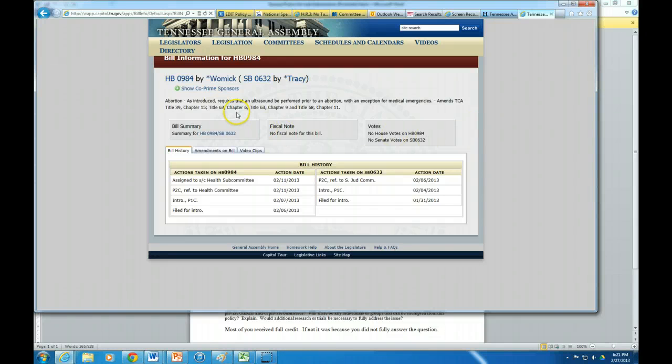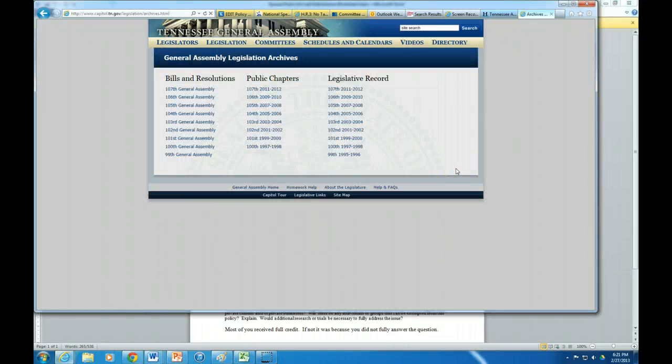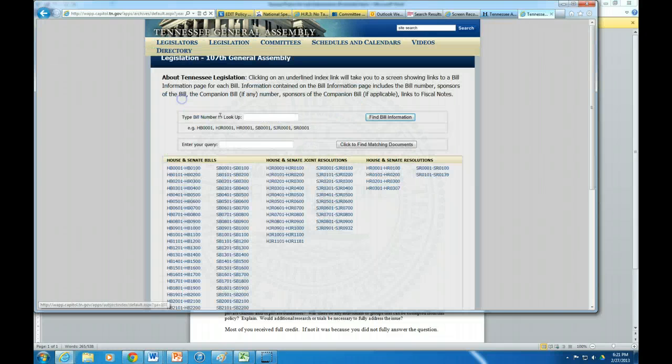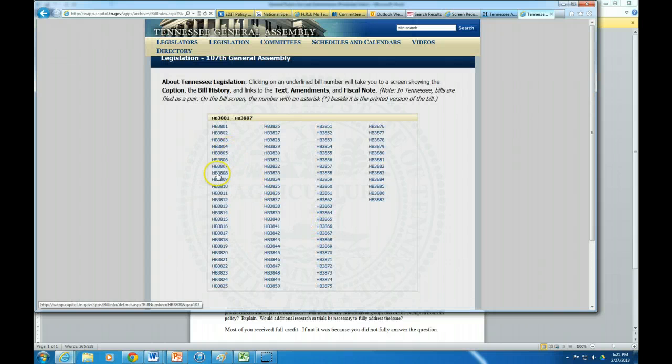So, I see the problem here. Legislation. Archives. This is so embarrassing. Okay. So basically what I did wrong there was I didn't go to the archives. Oh, that's just pretty bad. Okay. So, I would do these bills and resolutions, so House Bill 3808. So I would go down here to, I could search it like that.